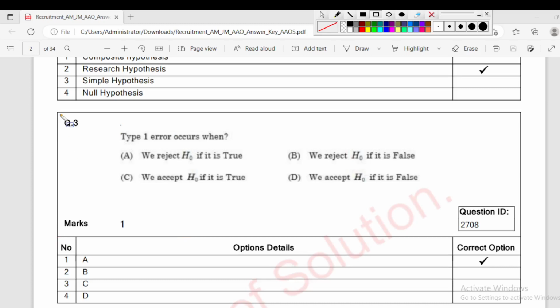Question number 3. Type 1 error occurs when option A we reject H not if it is true, option B we reject H not if it is false, option C we accept H not if it is true, and option D we accept H not if it is false. Option A is correct, we reject H not if it is true.